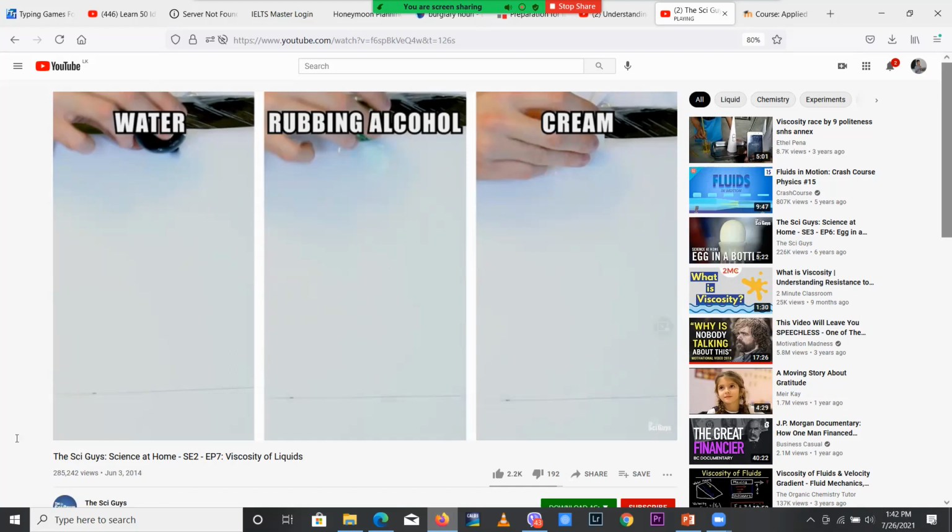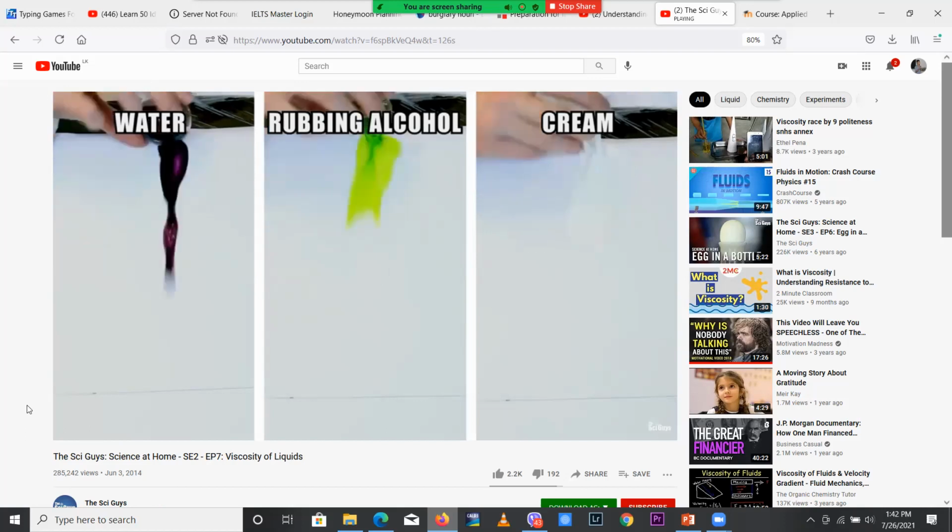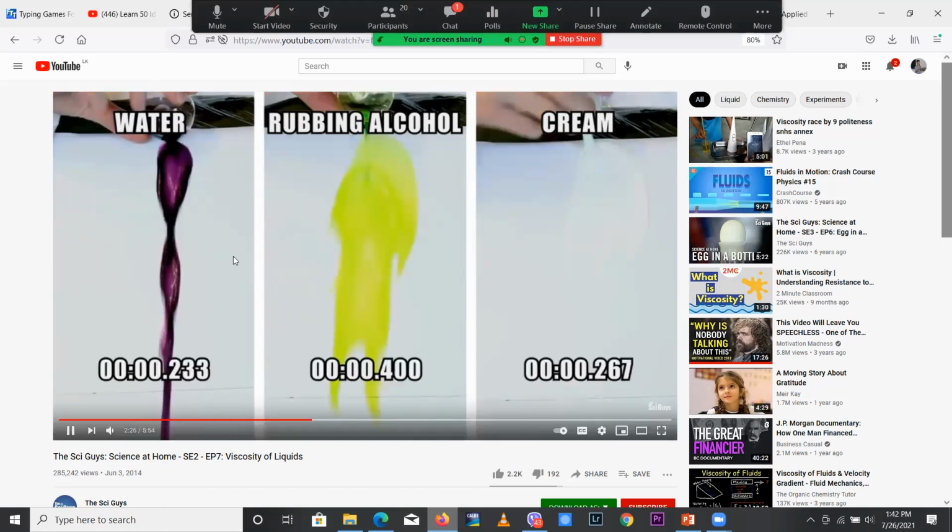In the first heat of our race, we have water, rubbing alcohol, and cream. Water finishes first with a time of 0.233 seconds. As you can see, it passed quickly because it has less viscosity compared to the other things. When we pour water, it quickly passes within 0.233 seconds. This is rubbing alcohol; alcohol is less viscous compared to water, therefore it took a little higher time. The cream also took a little higher time than the water and lower than the alcohol.